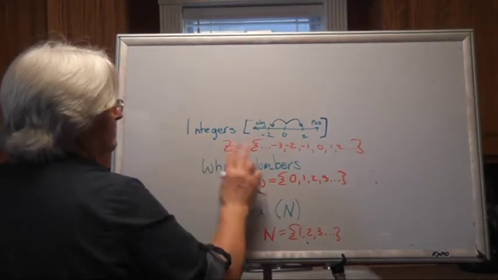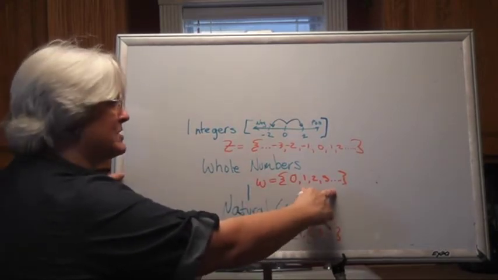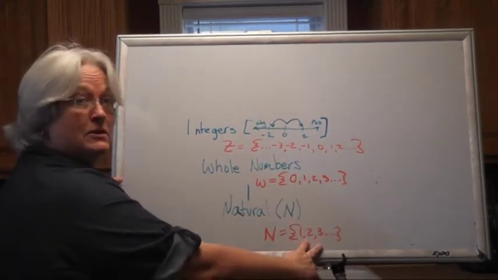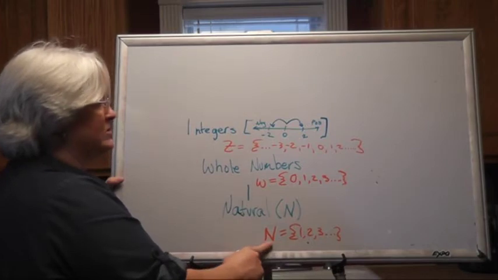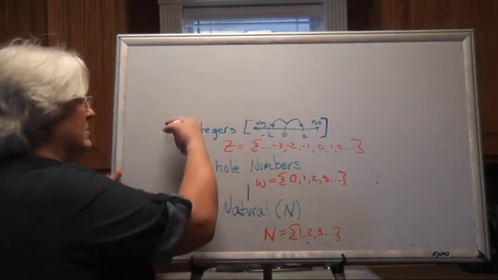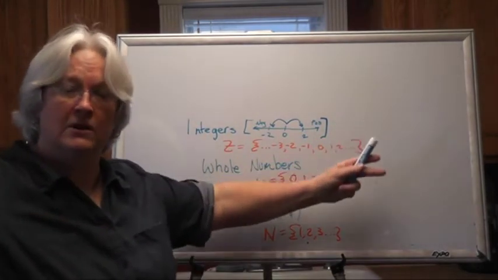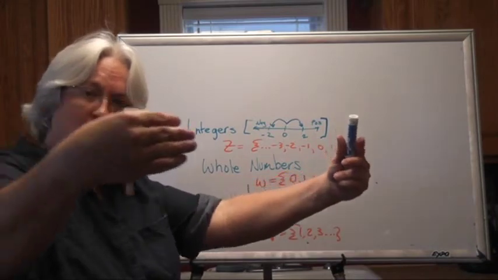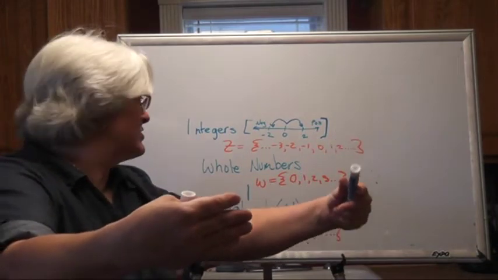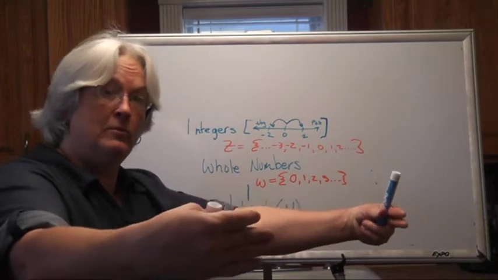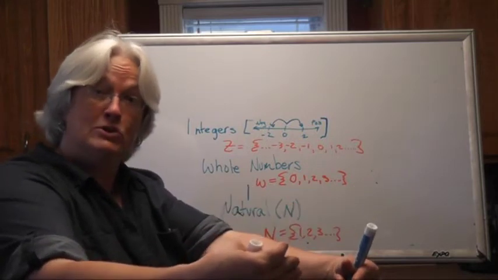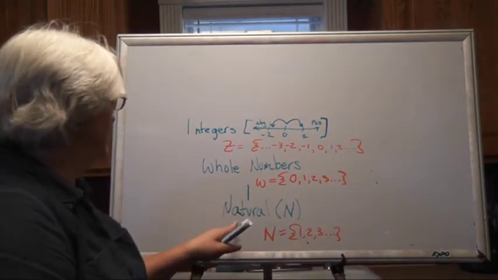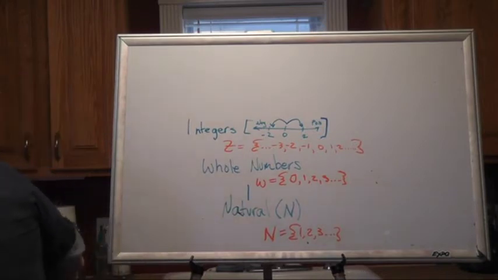What the integers are is the set of whole numbers plus the opposites of the natural numbers. So you have all of these integers, then you break it down. A smaller portion of those integers is the whole numbers. Then you remove 0, and you have yet a smaller group of numbers, and those are the natural numbers.